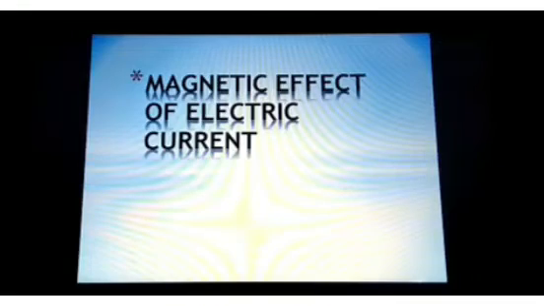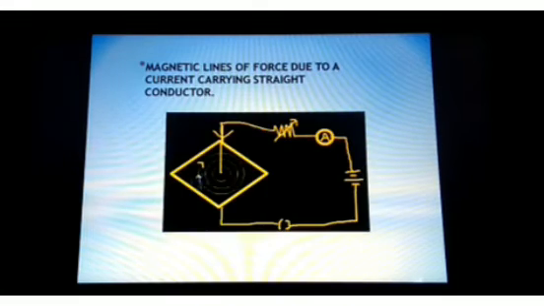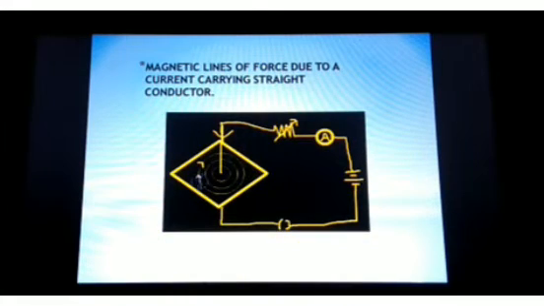Please complete the notes, and today's notes is there in the PowerPoint. Today we discussed the following points. Magnetic lines of force due to a current carrying straight conductor. Please take down the neat diagram and label it properly.